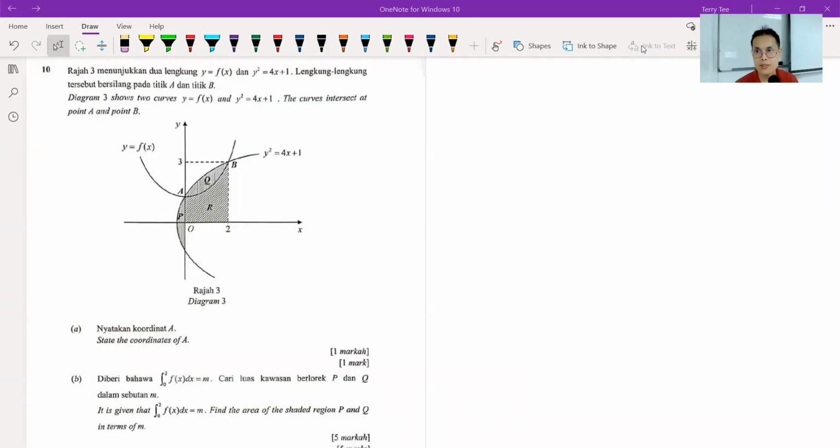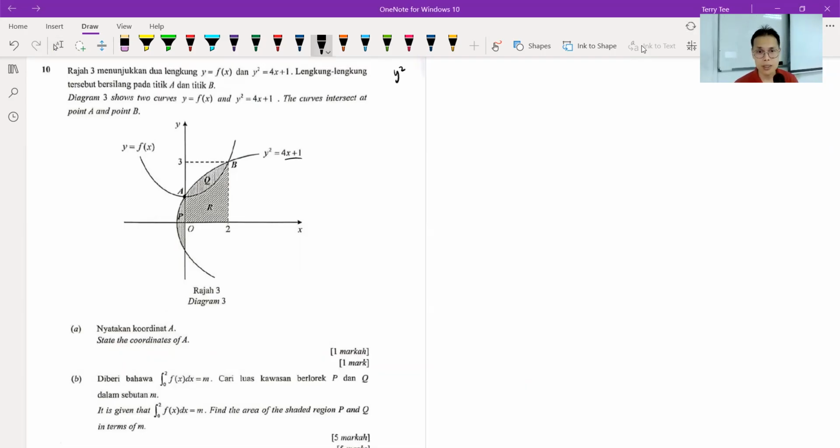Okay, question number 8. This is from the chapter integration. So here we have two curves, y equals f(x) and y squared equals 4x plus 1. They both intersect at points A and B. Now we're supposed to state the coordinates of point A. You can see A is basically the y-intercept of this line.